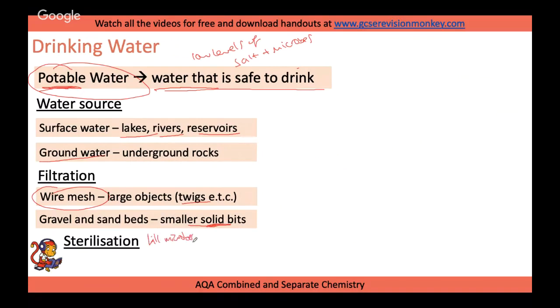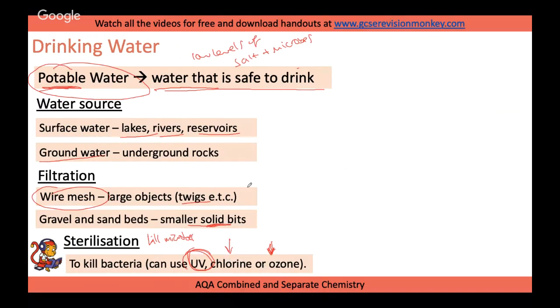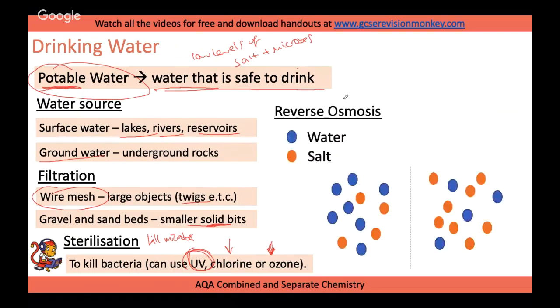microbes. And there are several ways we could do that. We could use ultraviolet light that has enough energy to kill the bacteria. We could bubble it through with chlorine or bubble it through with ozone gas as well. So either of those methods or all of them we might use to sterilize the water. Then it's potable and safe to drink and we can put it through our taps.